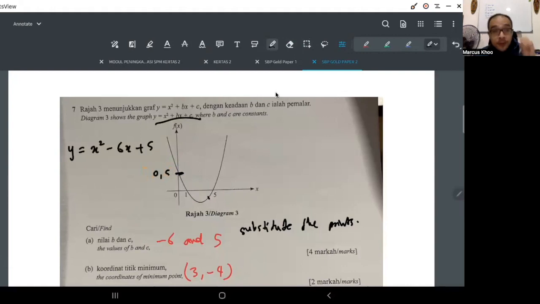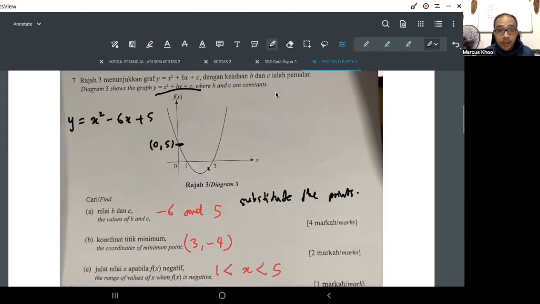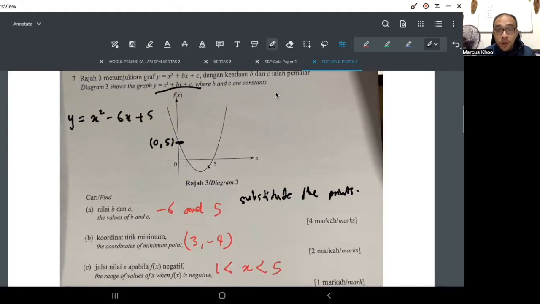0 and 5. Okay, that y-intercept point is 0 and 5. Now, the coordinate of the minimum point. What I think you should do, rather than using -b over 2a, or completing the square, is notice that the two x-intercepts are already given to you.